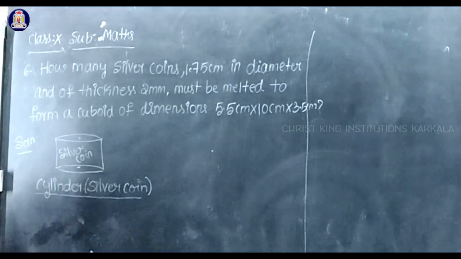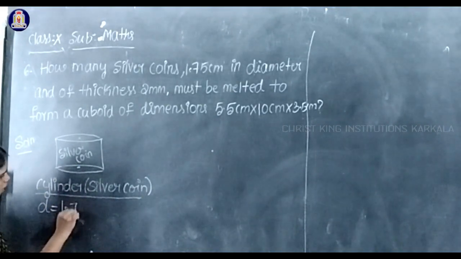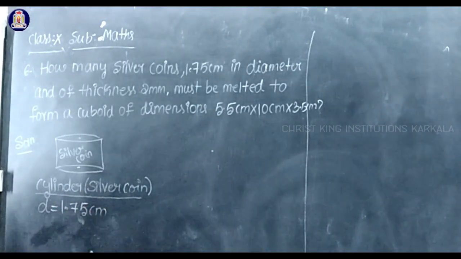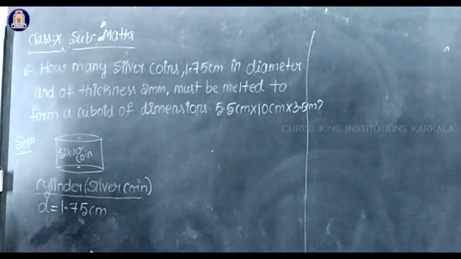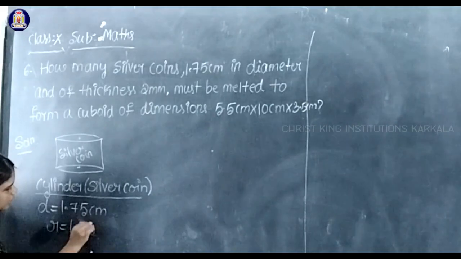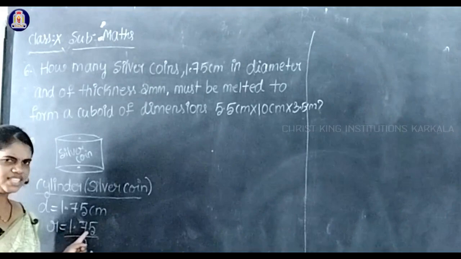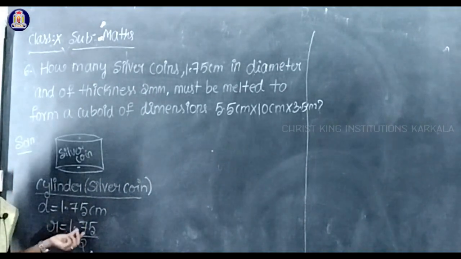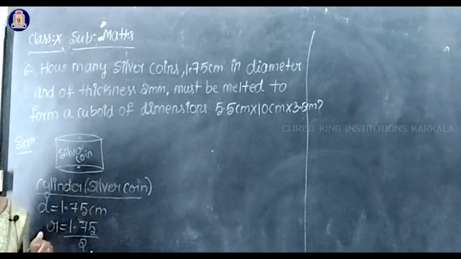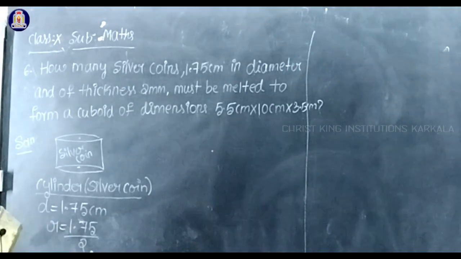Diameter is given. Diameter is equal to how much? 1.75 centimeter. This is the diameter. So then what about the radius? Radius will be half of this diameter, means 1.75 by 2. See students, this is in decimal form, isn't it? If it is in decimal form, it may be difficult to multiply or calculate.